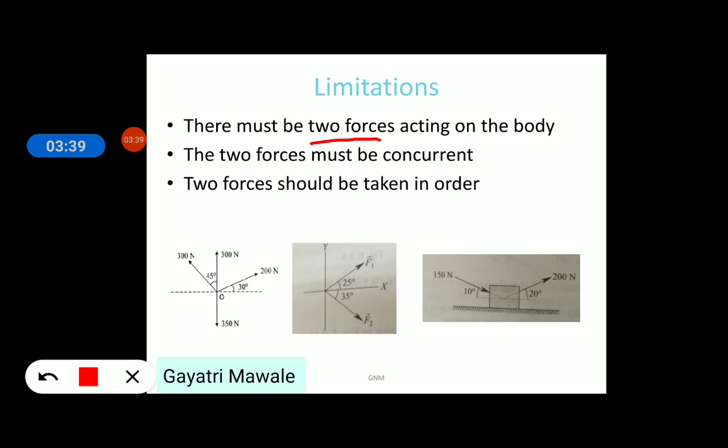In second figure, can we use triangle law of forces to find resultant of the forces F1 and F2? Yes, here we can use triangle law of forces because number of forces acting at point are 2. The two forces are concurrent, but the two forces here are going away from point of application. They are not taken in order. So to find the resultant using triangle law of forces, we need to do some modification in the given figure.